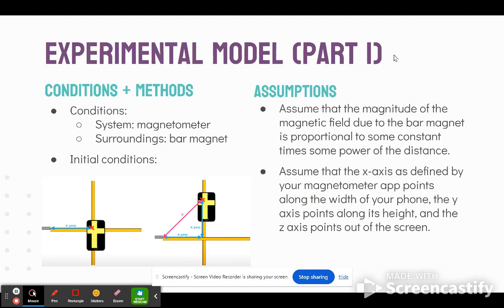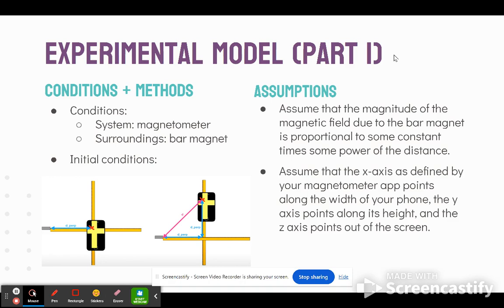So in the experimental model, the system is the observation point at the magnetometer, while the surroundings are the bar magnet, which produces the magnetic field as stated in the lab instructions. Initial conditions are that the distance between the magnet and magnetometer is 100 teslas, with the setup shown in the image below. The axes created should be perpendicular here.